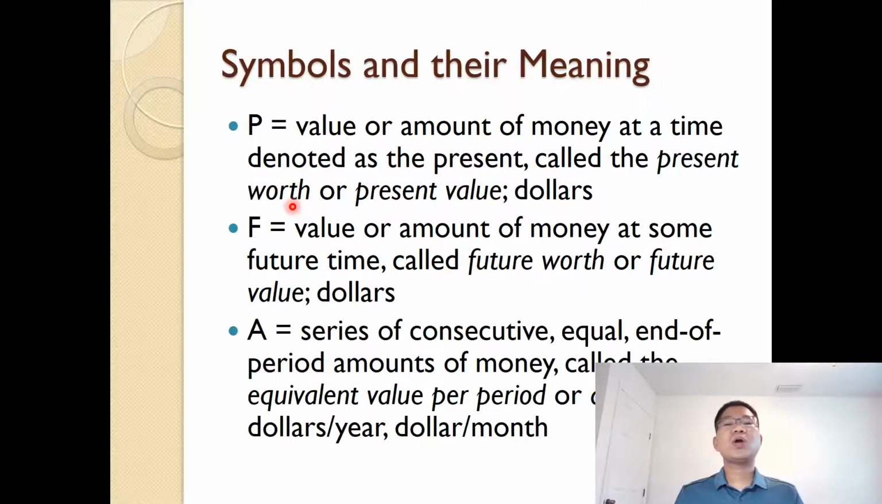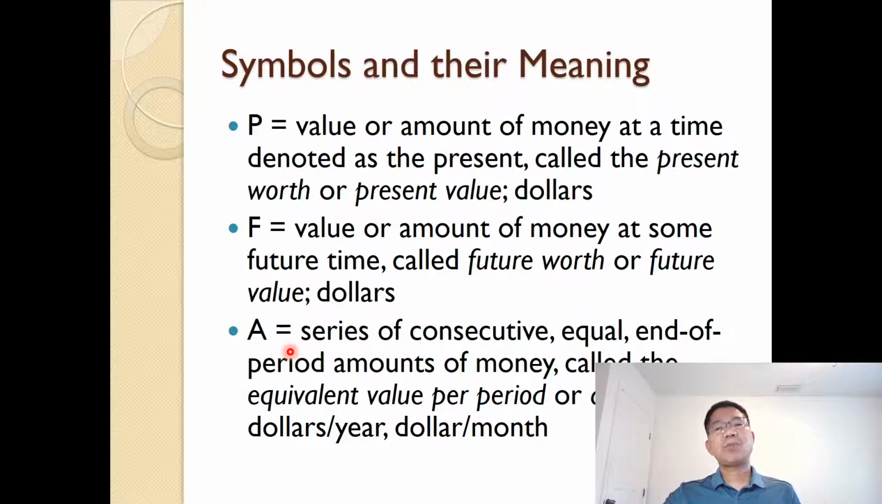The next one we call A, the series of consecutive equal end-of-period amounts of money, called the equivalent value per period or annual cost. Annual does not mean it is always the amount per year, and the unit can be dollars per year or dollars per month, just like you pay a mortgage or buy a car and pay every month. That same dollar amount over and over is A. Make sense?